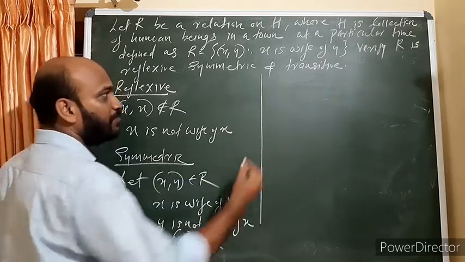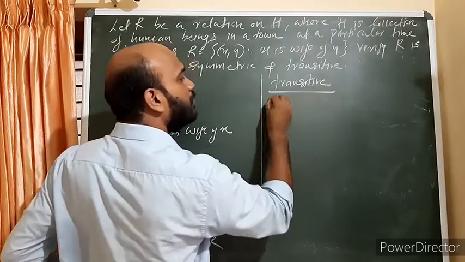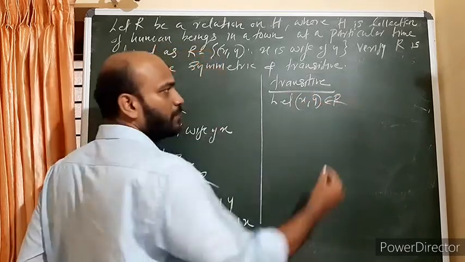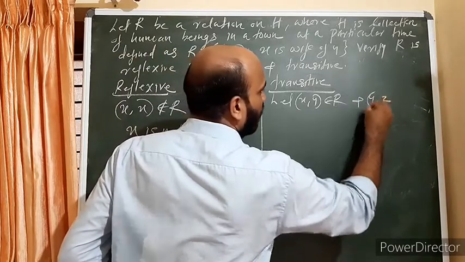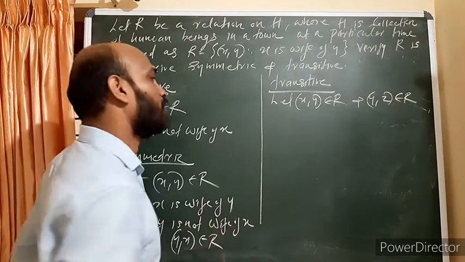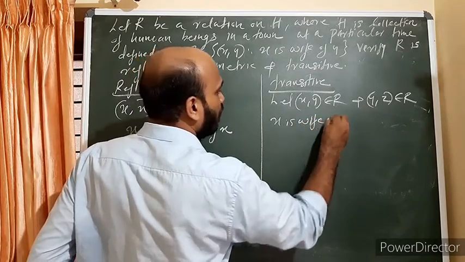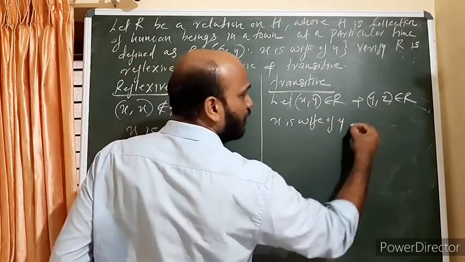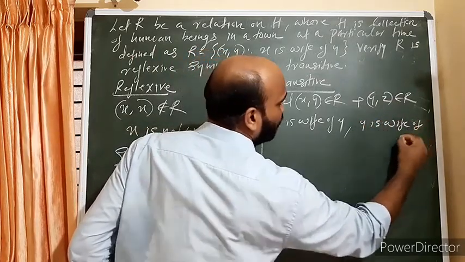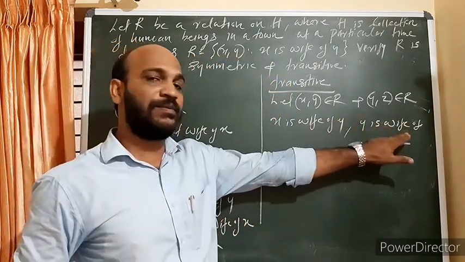Now what about transitive? Transitive. So take, let XY belong to R and YZ belong to R. You have to verify whether XZ belongs to R or not. XY belongs to R means X is wife of Y. YZ belongs to R means Y is wife of Z. X is wife of Y, Y is wife of Z.